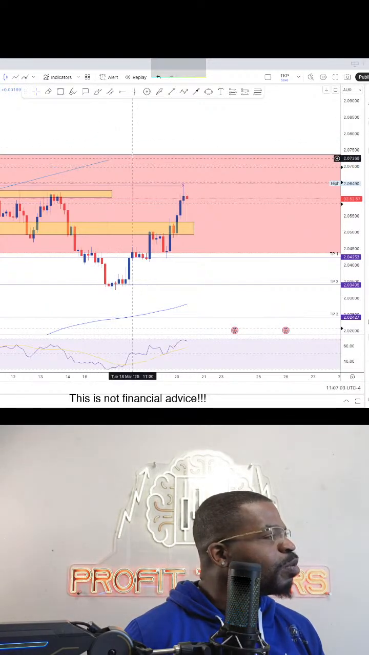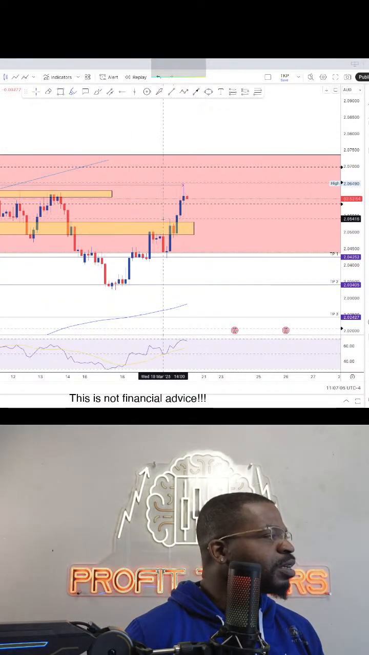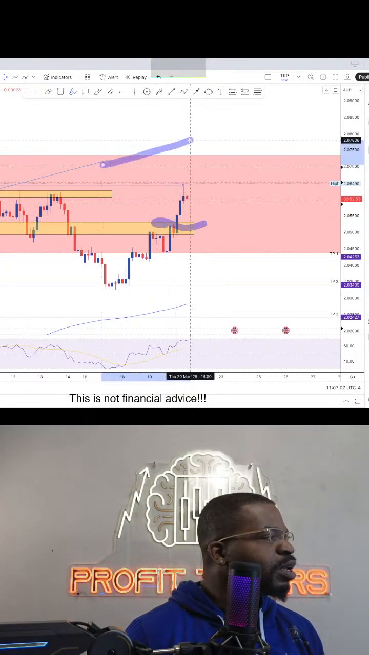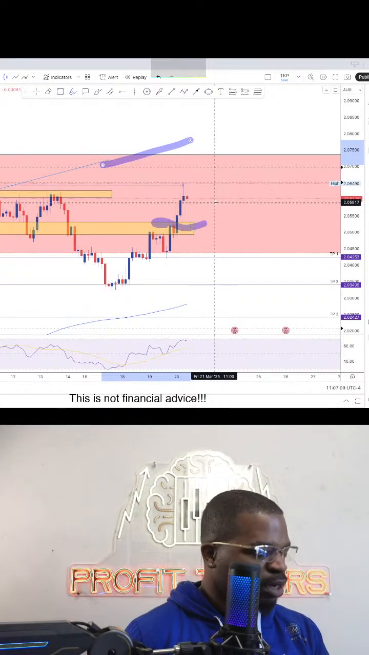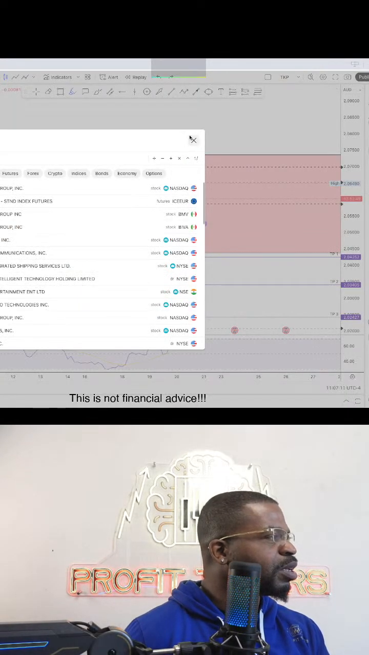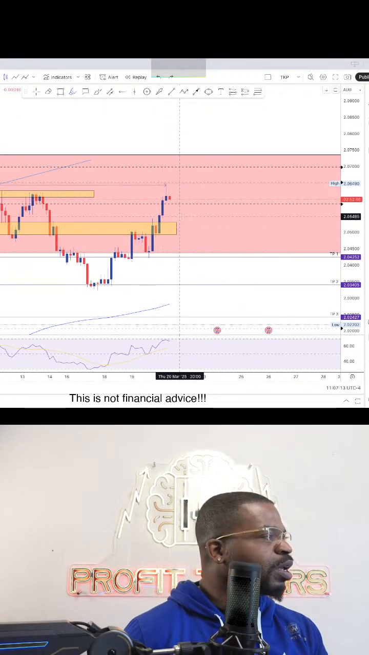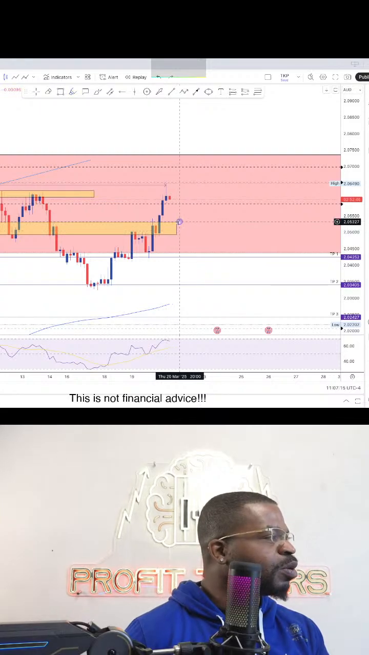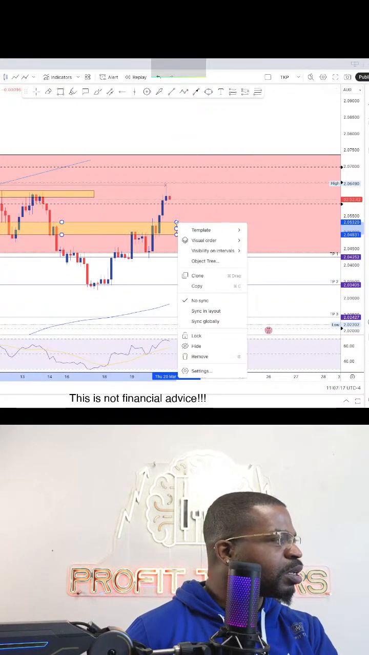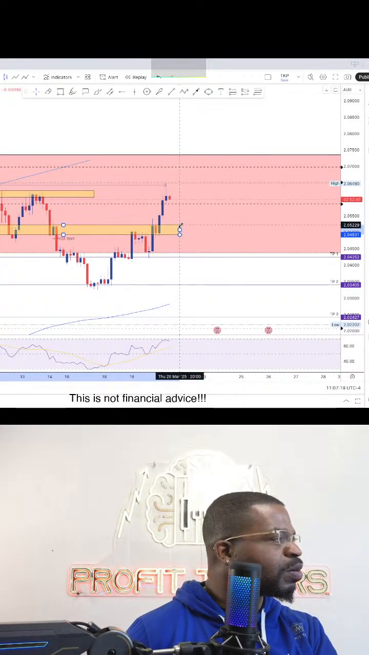So if this thing pulls back and hits this area before it hits the top of our target, I'm actually going to take that buy. Seriously. So let me go ahead and set this limit order right here in this area.